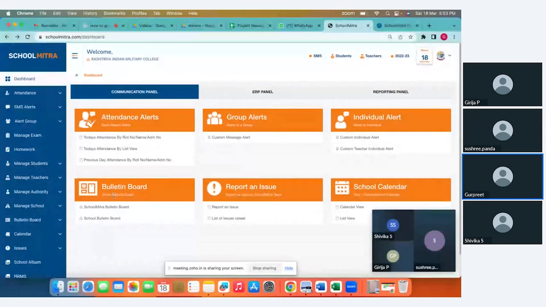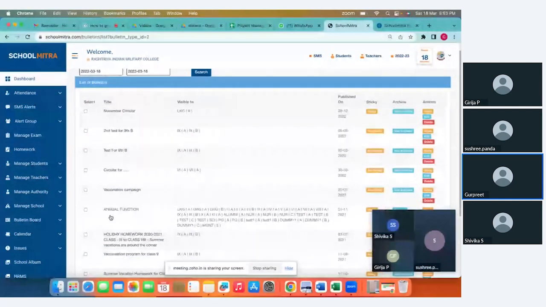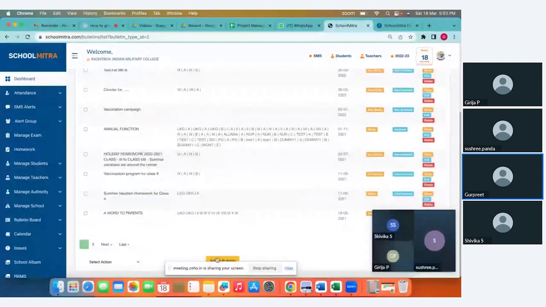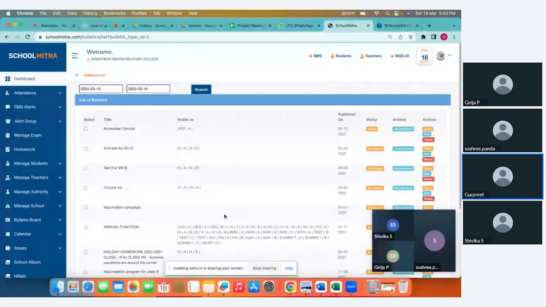Then you have the school bulletin board. Any circular that a school wants to send out to the parents at large, to teachers at large, or to the entire school, the admin can add as a bulletin. And when I say a bulletin or a circular, we not only mean an image or an audio. The school can add the description, the template of it, any link of the drive you want to attach, as well as any file, be it image, audio, video, whatever you want to attach, and it can go as a digital circular to the parents.